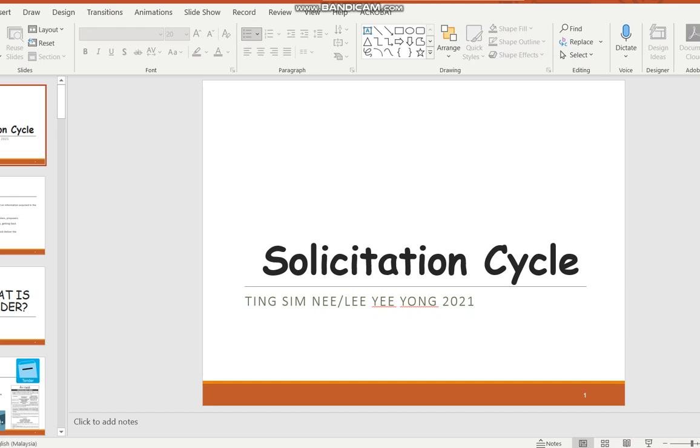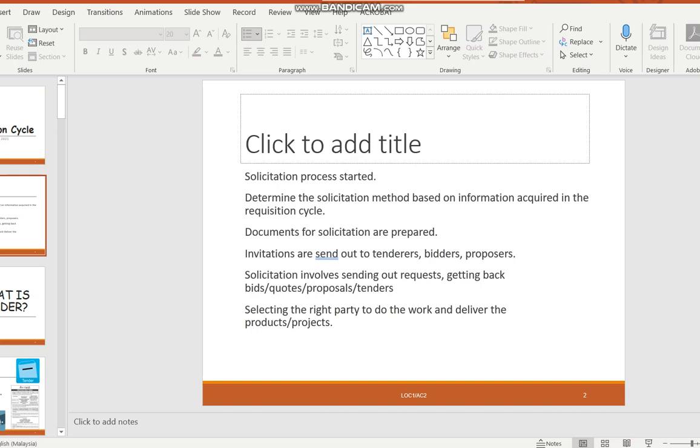This is the final bit whereby you go out and solicit, meaning that you go out and try to acquire the right group of people or the right other party to carry out the job for you, you see. As a client, if you're coming from the client's perspective, okay? So we call this the solicitation cycle.